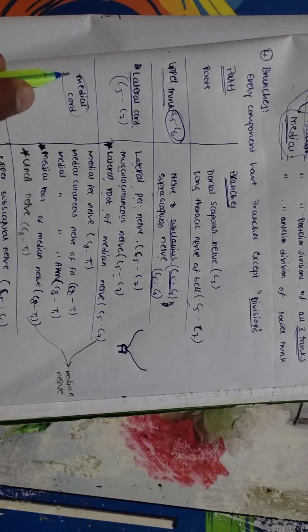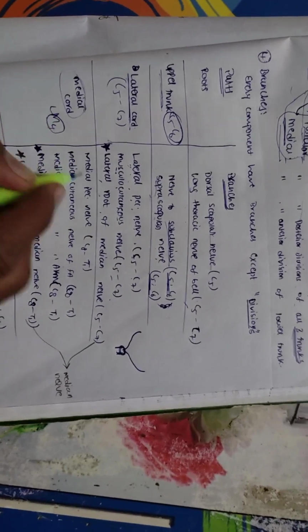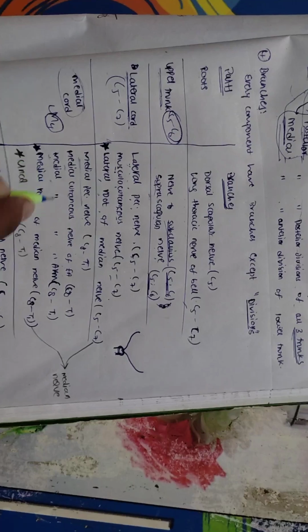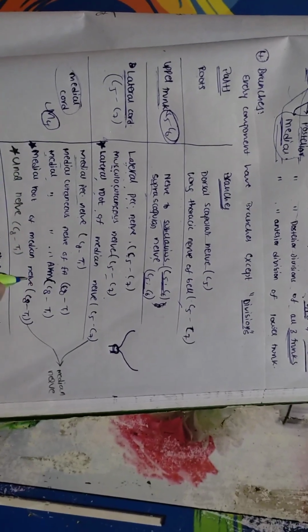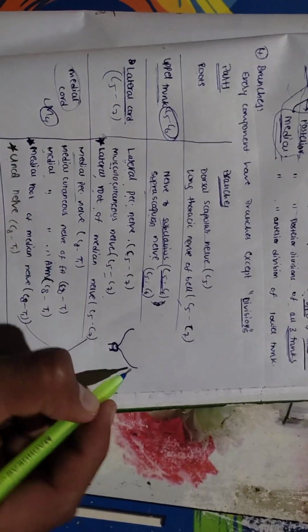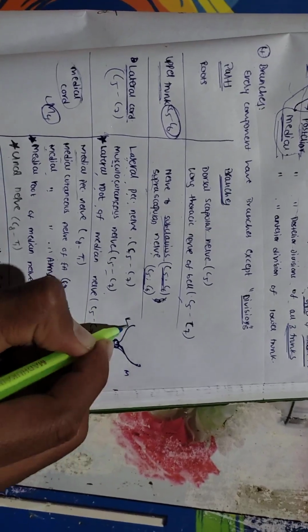Now, the medial cord. The medial cord gives branches, remembered as UM4: the medial pectoral nerve, the medial cutaneous nerve of the forearm, the medial cutaneous nerve of the arm, and the medial root of the median nerve. This is the medial root of the median nerve. Now the ulnar nerve is also given by the medial cord.